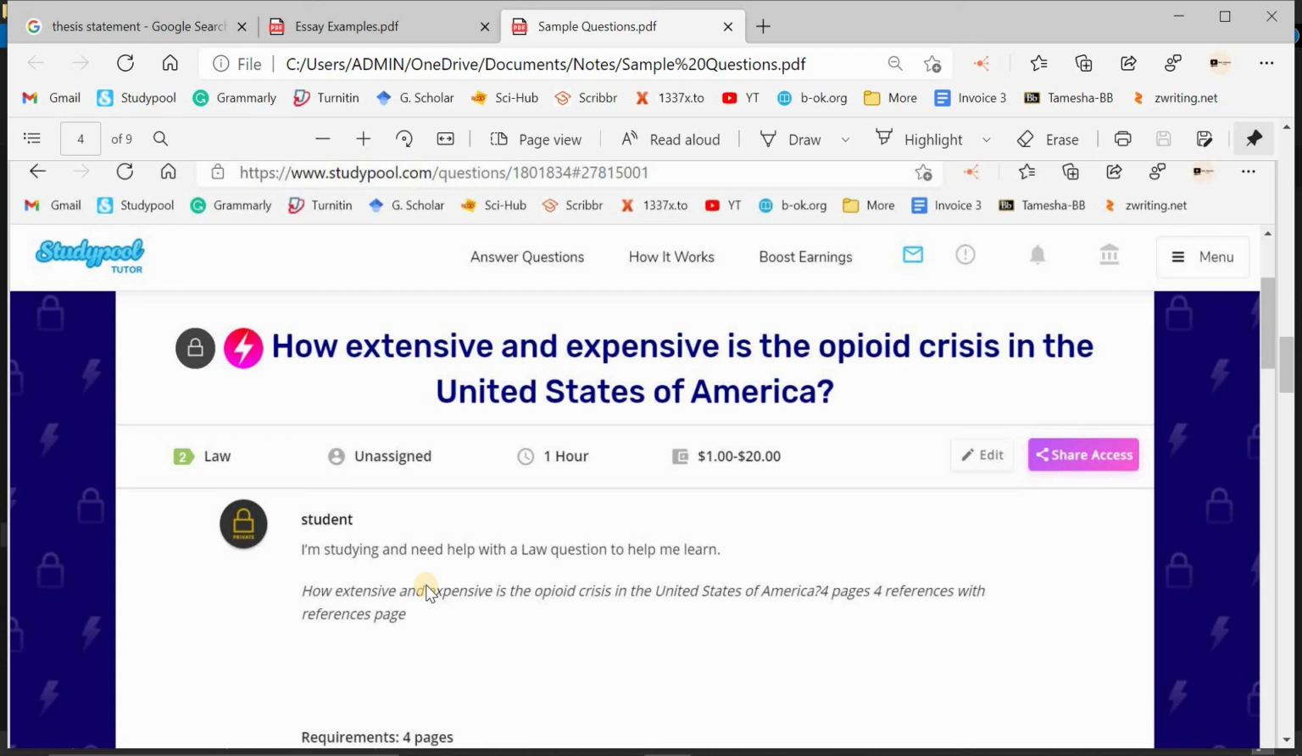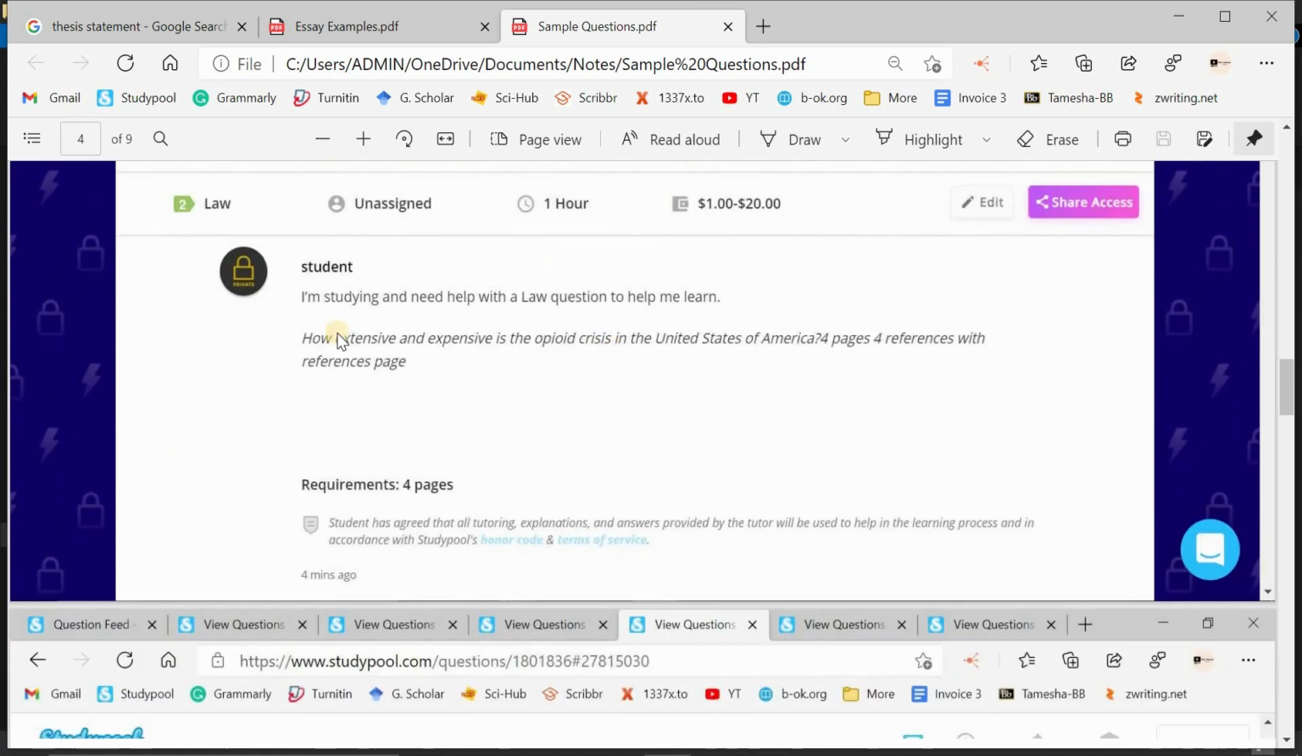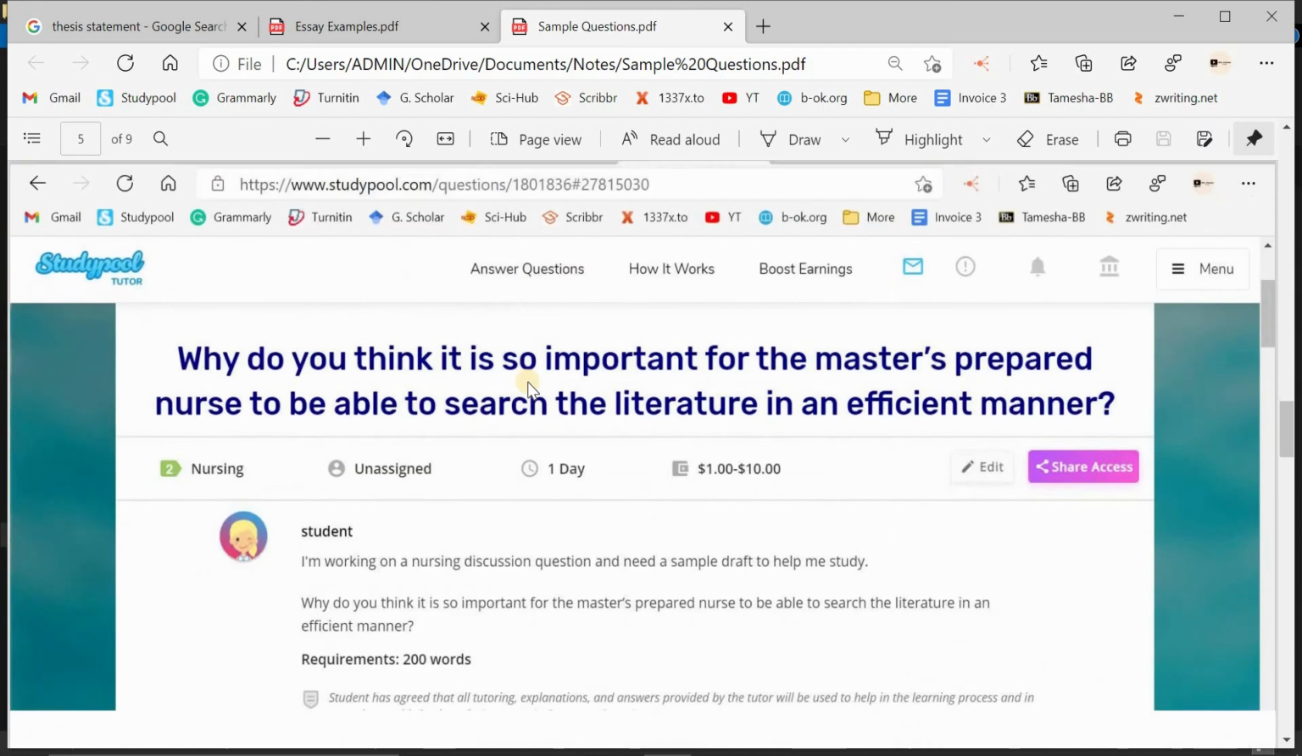After the background, you want to move on to your thesis statement, which may just say that it's extensive or it's not extensive. So if it's extensive, you can say the opioid crisis in the US is extensive, as indicated by A, B, and C. And then you describe what A, B, and C mean in your body. So this can work as an essay.